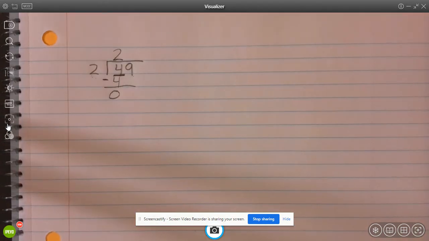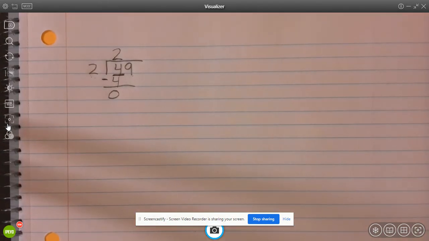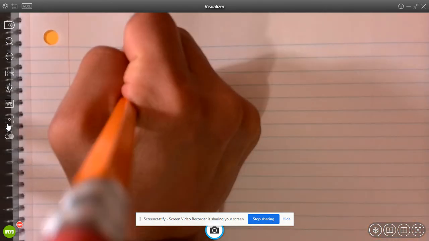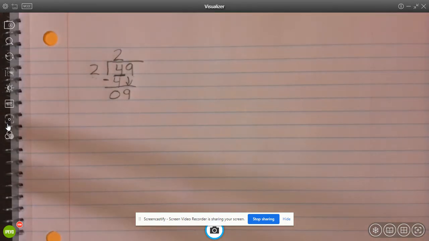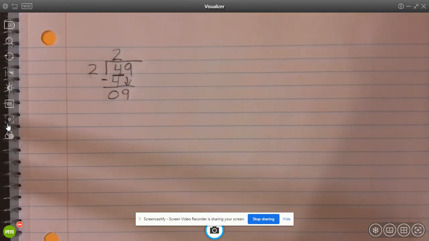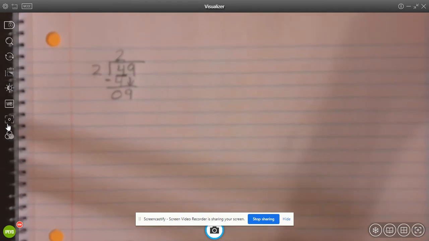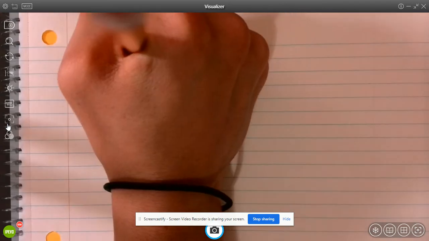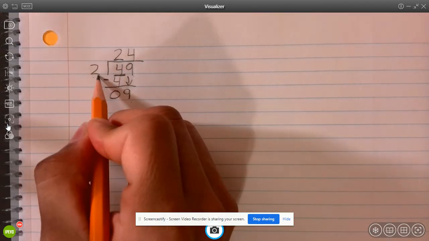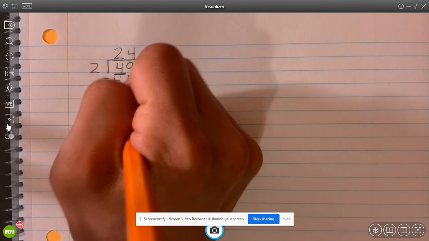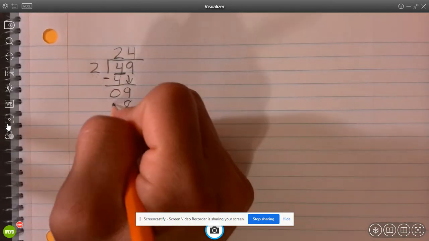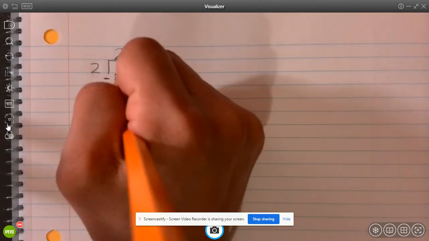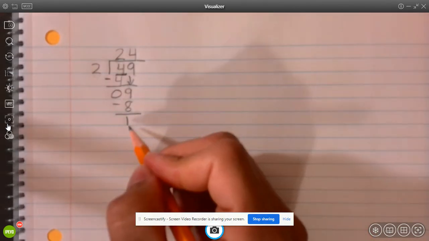And my next step is what? What is my next step? If you said bring down your 9, you are correct. I have to bring down the 9. And now I ask myself, how many times does 2 go into 9? You said 4, you are correct. 4 times 2 is 8. Okay, my next step is to subtract. 9 minus 8 is 1. So I have 1 left.